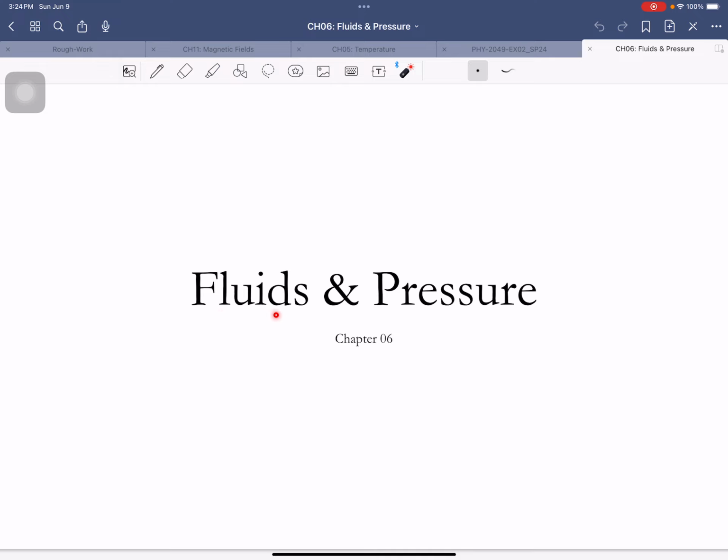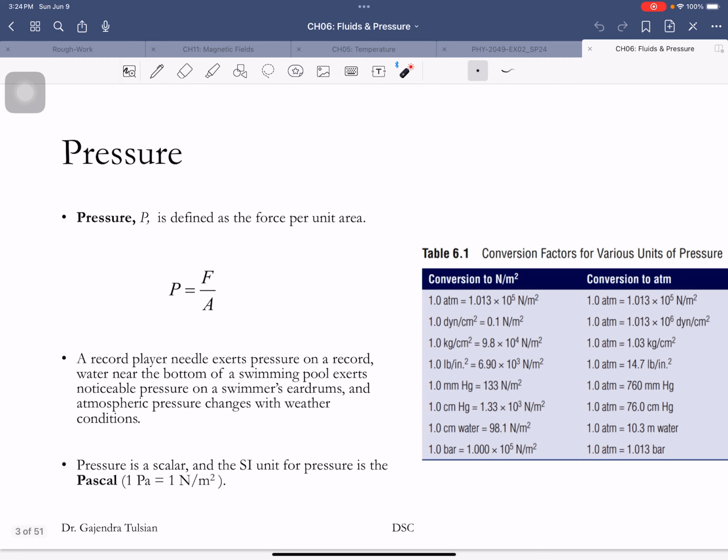Okay, in this chapter, we'll study fluids and pressure. Pressure in the human body in various systems is a good indication of good health or bad or disease. So, this is an important chapter. Pressure is defined as force per unit area.